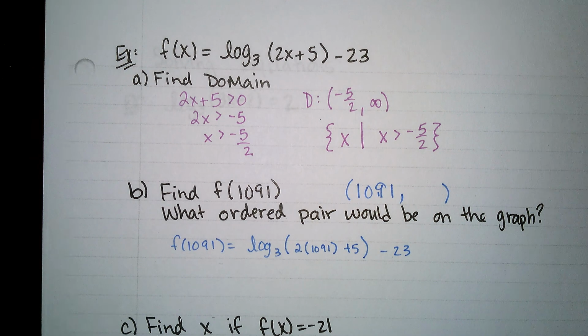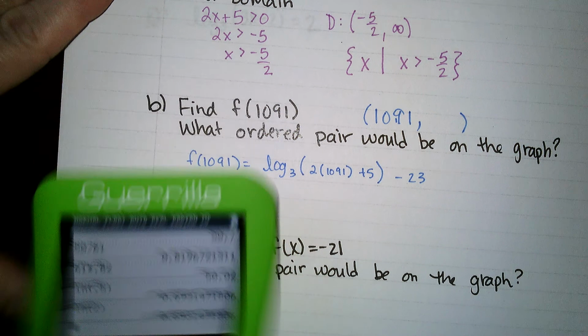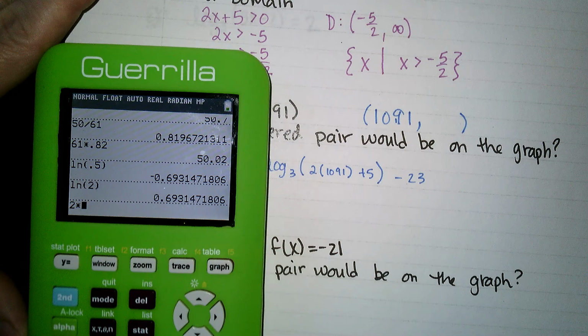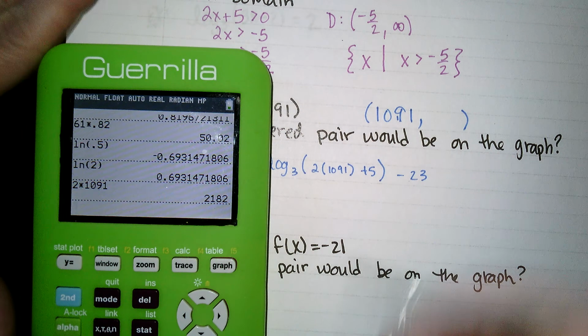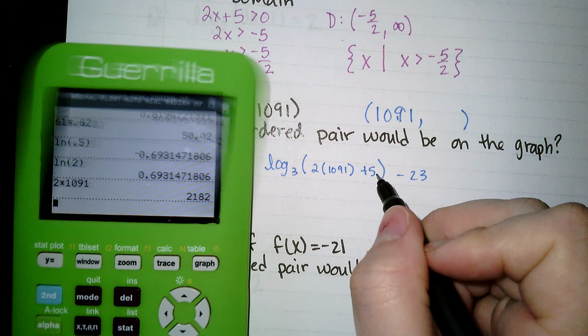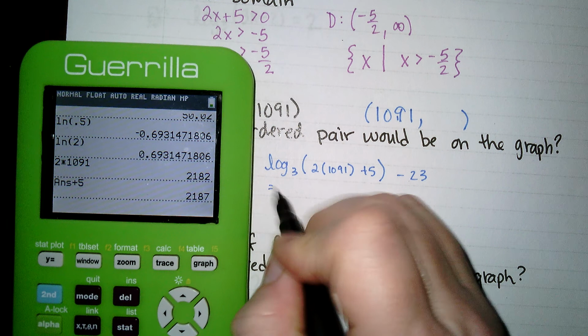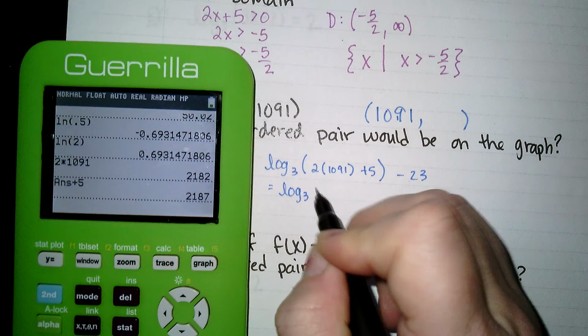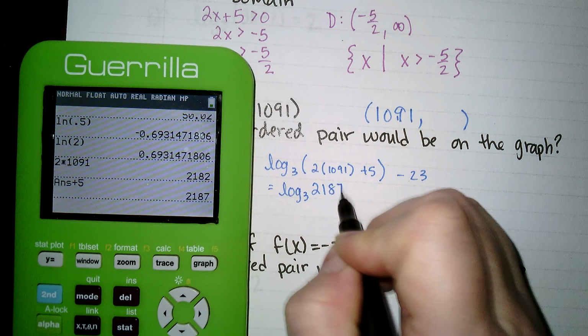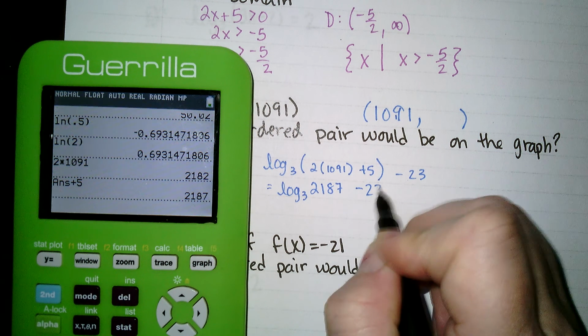So we get to work through this logarithm a bit. I'm just going to follow the regular order of operations for now. We'll do 2 times 1091, which is 2182. We add 5 to that, and we get 2187. So that is log base 3 of 2187, and then minus 23.